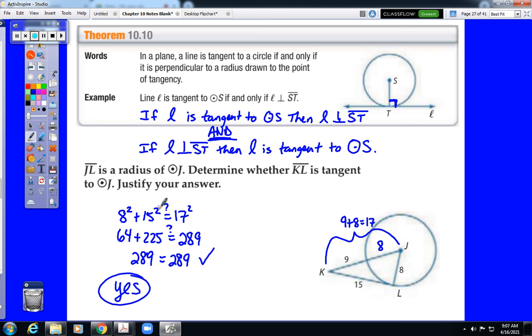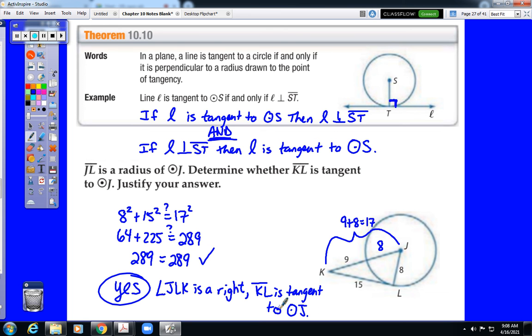Because if this is true, then L has to be a right angle, which means, so we've proven here that angle JLK is a right angle, which, according to our rule, means KL is tangent to circle J.